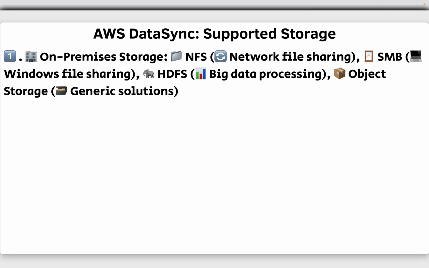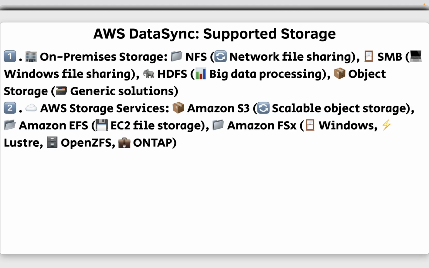So next is AWS DataSync supported storage. First one, on-premises. So DataSync is capable of transferring data from various on-premises storage systems, including Network File System, NFS, which is commonly used for network file sharing, Server Message Block, SMB, which is another popular protocol for sharing files in Windows environments, Hadoop Distributed File System, HDFS, often used for big data processing, and generic object storage solutions.